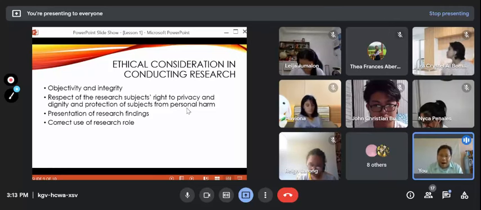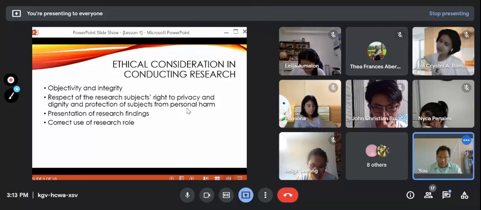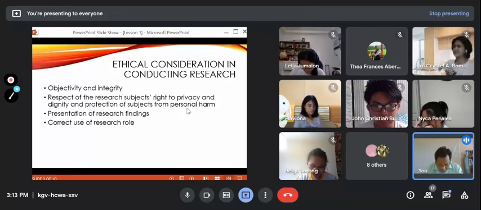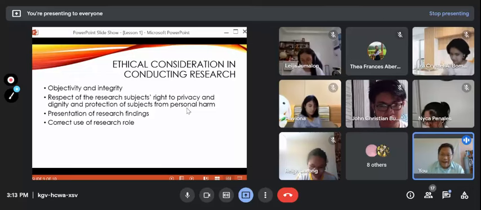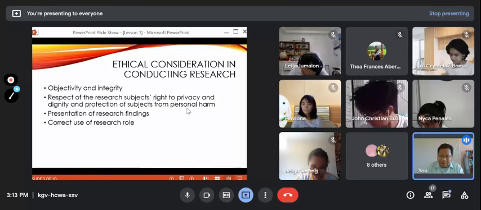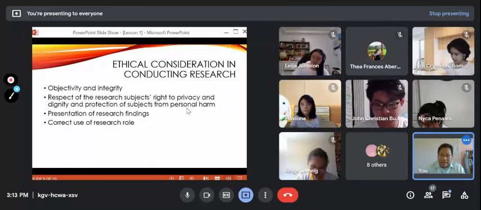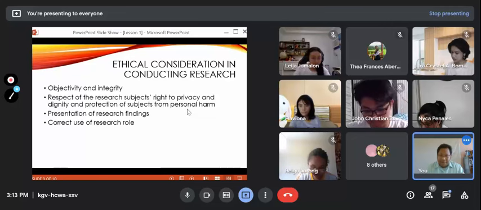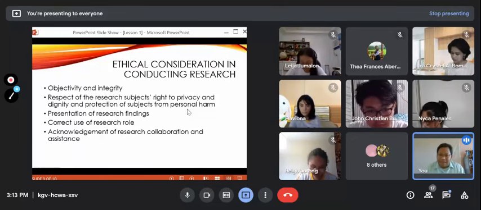Remind yourselves of what you are as a researcher, or what your main role is as a researcher. In the module, I placed "misuse of research role." Please correct that to "correct use of research role." Number 4, have that corrected as correct use of research role, not misuse of research role, because we're talking of ethical considerations in research. The acknowledgement of research collaborations and assistance.